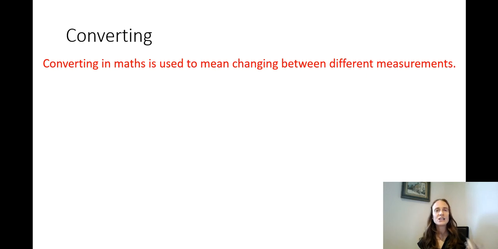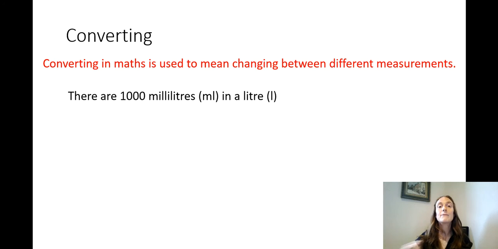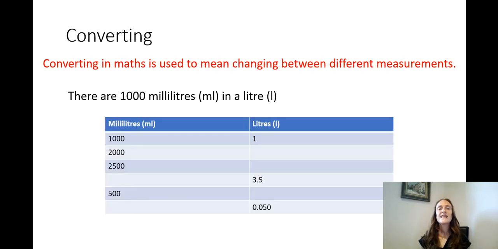Converting. Converting in math is used to mean changing between different measurements. So we're looking at millilitres and litres, and there are 1,000 millilitres in 1 litre. So here is a table, just a bit of practice. We're going to be doing a lot of this. Millilitres and litres, you can see that there's 1,000 millilitres in 1 litre. So how many millilitres in 2 litres? 2,000 millilitres. See if you can work your way through the rest of that table. And don't get caught out at the bottom. There's a couple of tricky ones there.